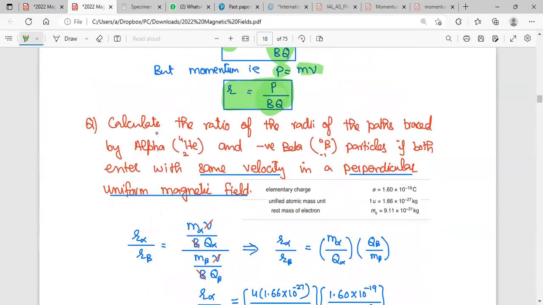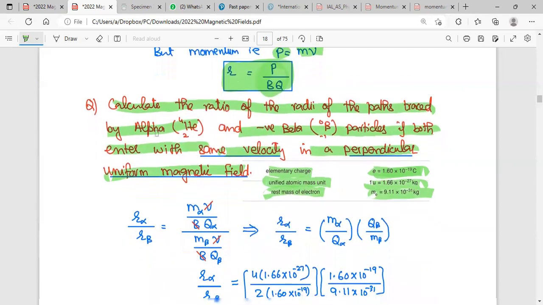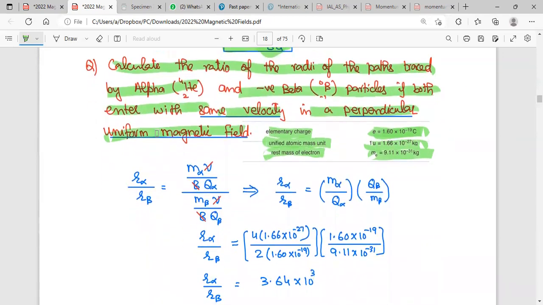Okay, so then a simple question is there. Calculate the ratio of the radii of the paths traced by the alpha particle and the negative beta particle if both enter with the same velocity in a perpendicular uniform magnetic field. The elementary charge is given, which is the charge on a beta particle. The unified atomic mass unit, which is the mass of one nucleon, is given, and the rest mass of the electron, which is equivalent to the mass of beta, is also given. So we know that the expression for the radius is r equals mv over BQ.